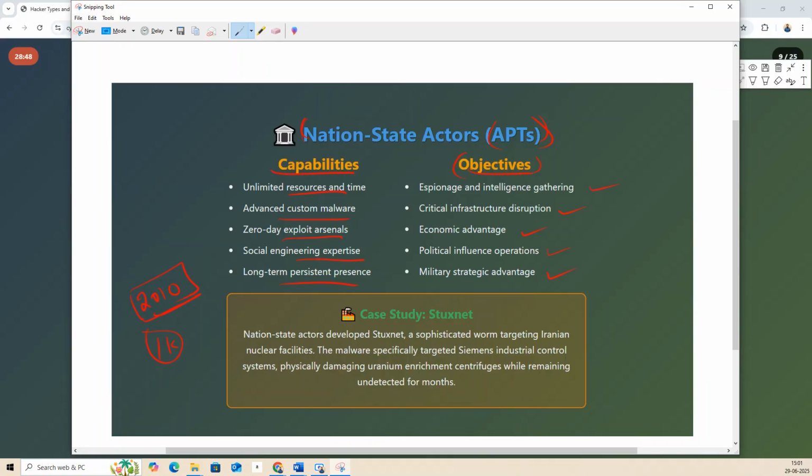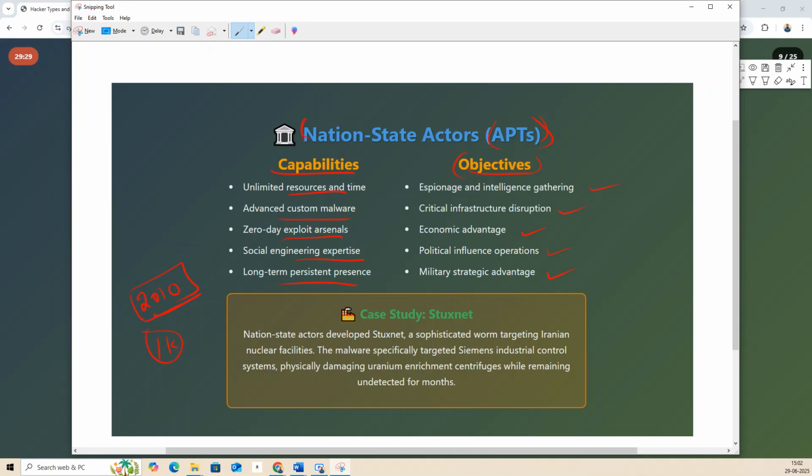And here's what should keep you awake at night. If nation state actors can build something like Stuxnet to destroy Iranian centrifuges, what do you think they can do to your organization's systems? Nation state actors aren't looking to steal your credit card data or make quick money. They are playing a much longer, more strategic game. They might spend years in your network, learning your operations, mapping your systems, and positioning themselves for maximum impact when they decide to strike.